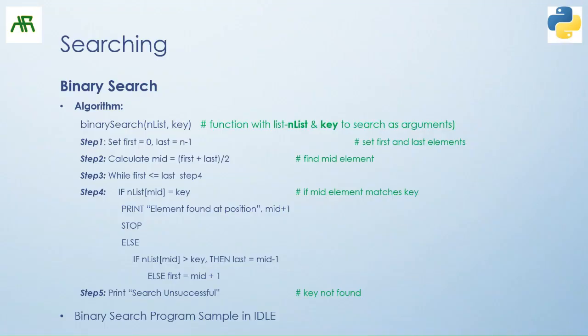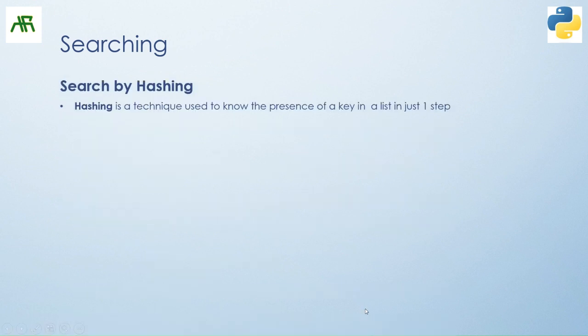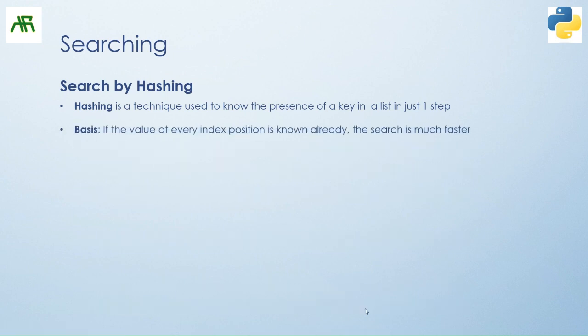Coming back, let's look at the next search method, that is search by hashing. Hashing is a technique used to know the presence of a key in a list in just one step. How does it work? The basis for this is, if the value at every index position is known already, then the search is much faster. Meaning, for every index position, what is the value present? If there is a process by which I can set or position the values as such, it will be easy for me to search a key value in the hashed table.